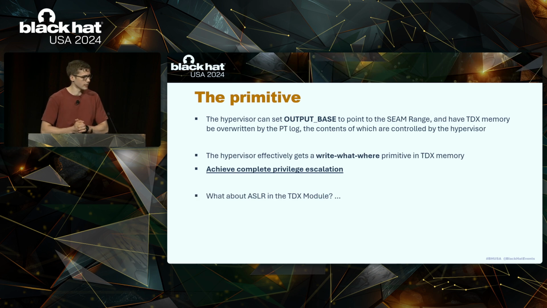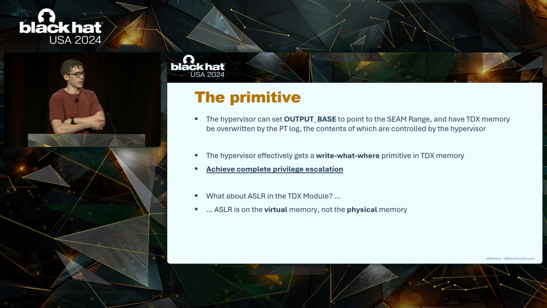Now, what about ASLR? I mentioned earlier that the TDX module has good mitigations, and among other things, it has ASLR. Well, in this case, it doesn't really apply because ASLR is only applied on the virtual memory, not the physical memory. And here, with our primitive, we are actually overwriting the physical memory, which is not subject to ASLR and is not randomized. In other words, the hypervisor knows exactly where the TDX module is in memory and knows exactly where to overwrite its instruction bytes because there is no ASLR. So ASLR is essentially useless in this vulnerability.